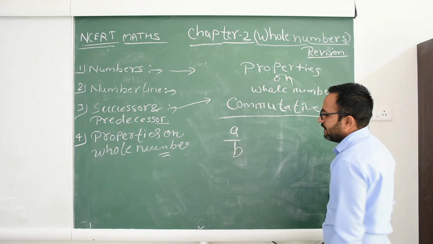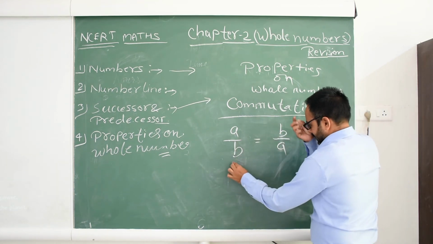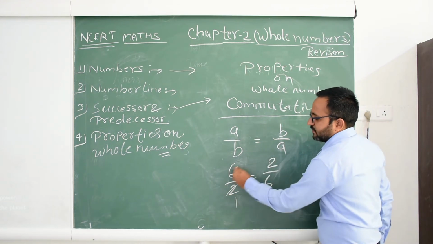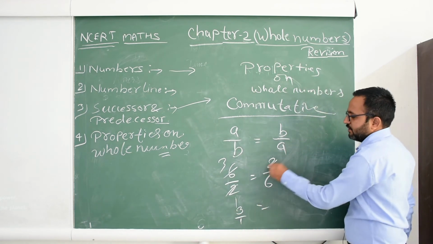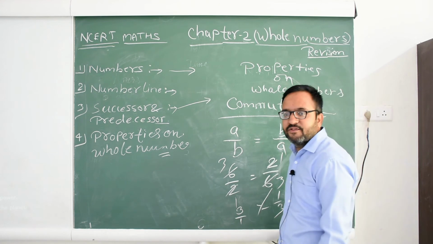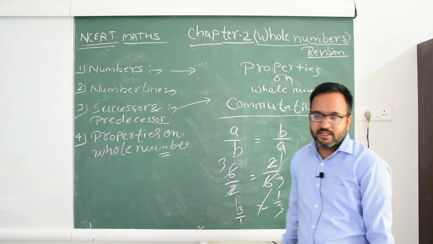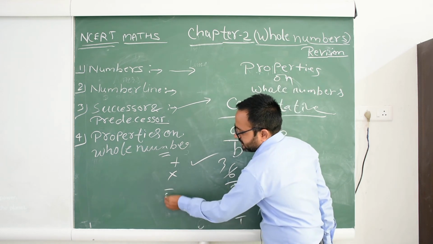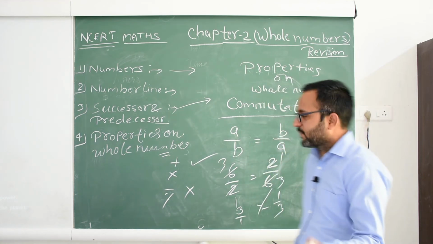A divided by B and B divided by A. So now it is 6 by 2 and here 2 by 6. 2 ones are 2, 2 threes are 6. So here the answer is 3 by 1, that means 3, and here 2 ones are 2, 2 threes are 6, here 1 by 3. In the case of division we got a different answer. So division is not commutative. So only addition and multiplication are commutative, but subtraction and division are not commutative. So this is the commutative property.